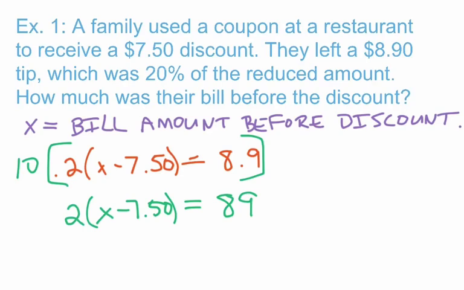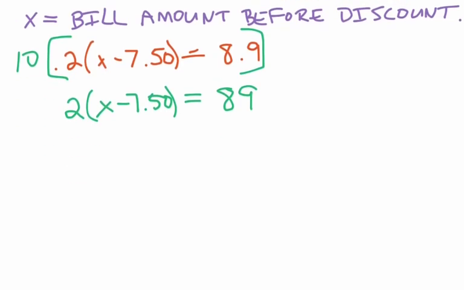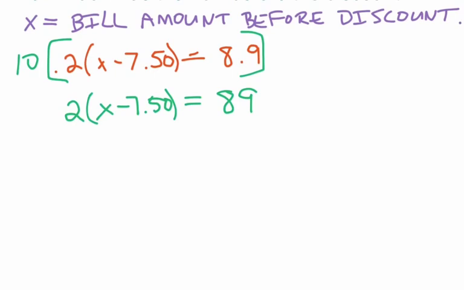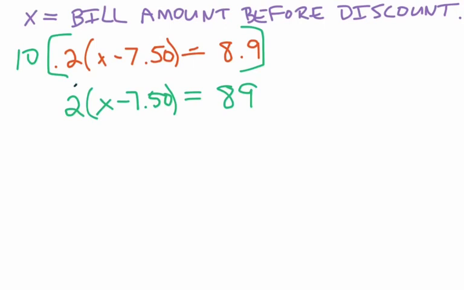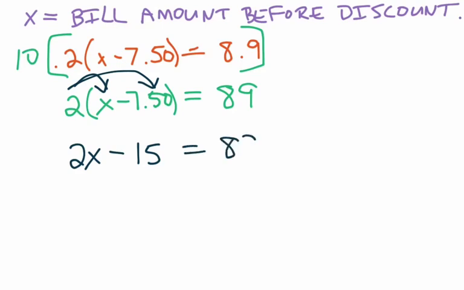All right, now this is a problem that I can go about and solve. I'm going to distribute my 2 now. So 2 times x, 2 times minus 750. So 2 times x is going to give me 2x. I bring down my minus sign. Now 2 times 7.50 gives me 15. So 2x minus 15 is going to be equal to 89.